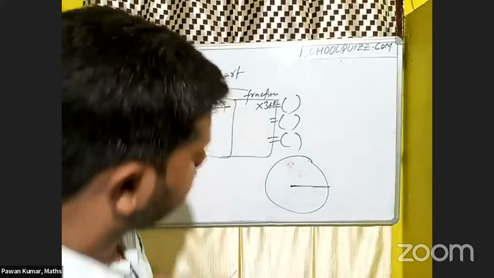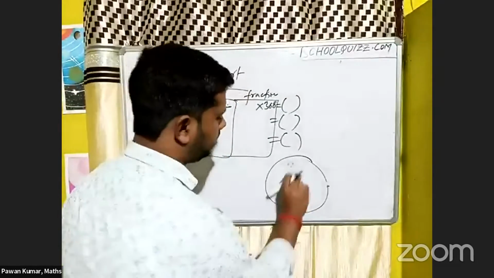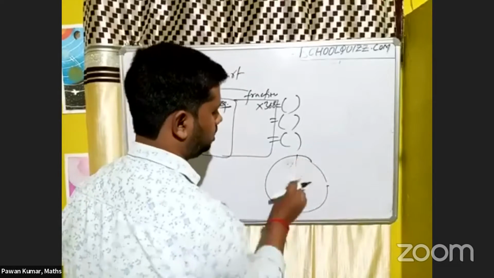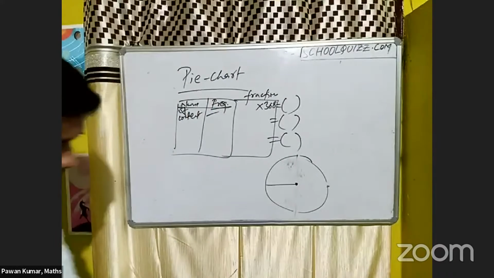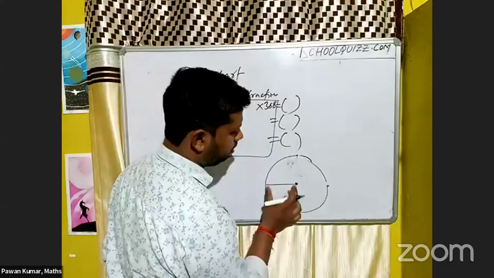Suppose you don't want to make the radius here, you can make it like that also. No issue. You can make it like this also. But you have to make the radius first. Correct. So once you prepare the radius, by taking this as a base, correct, this will be the base.